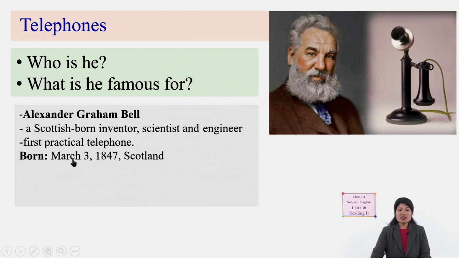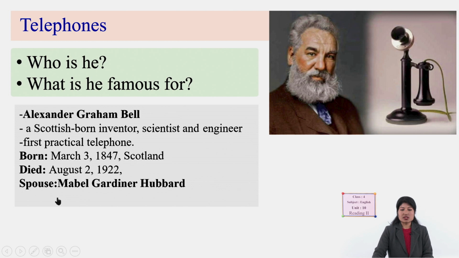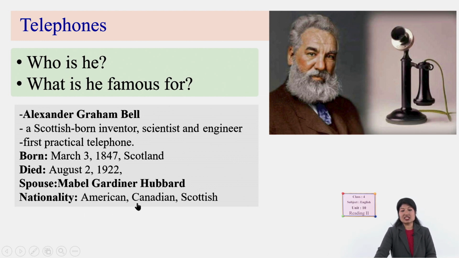He was born on 3rd March 1847 in Scotland. He died on 2nd August 1922. His spouse, his wife, was Mabel Gardiner Hubbard. As for nationality, he got American, Canadian and Scottish nationalities, as he moved from one country to another, migrated. He got many nationalities.